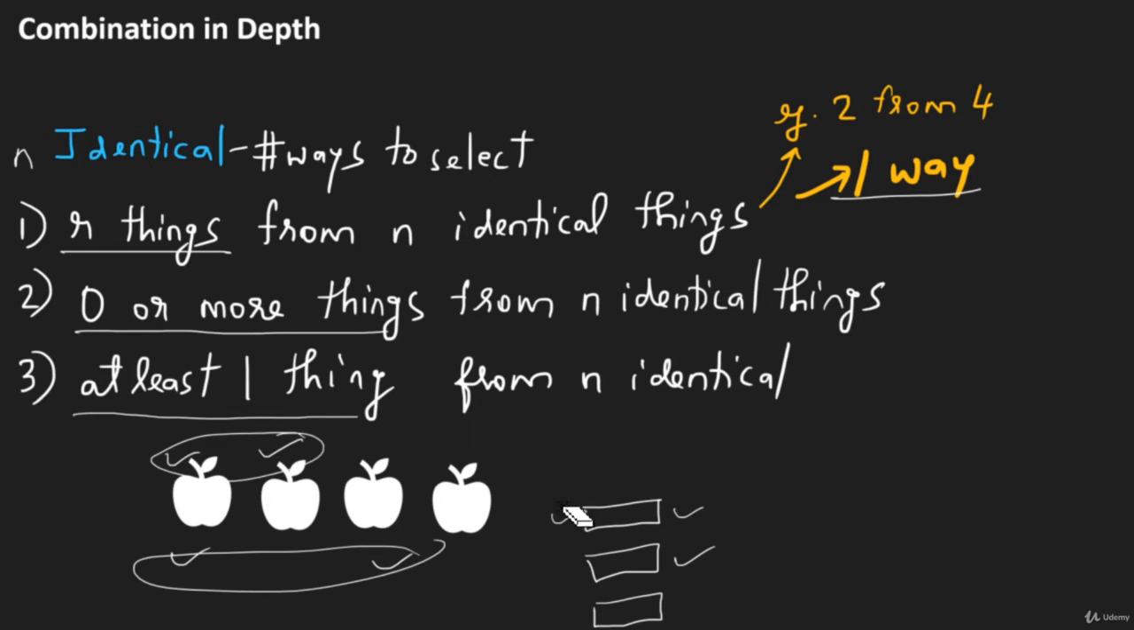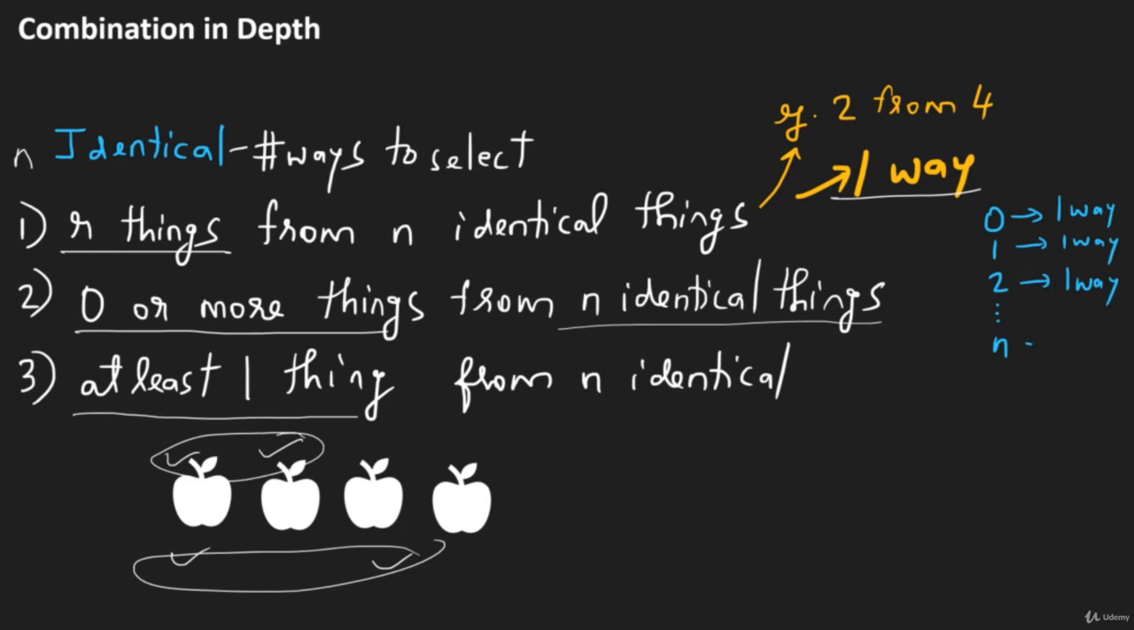Alright, let's move on. Now the next case is if you want to select 0 or more things from n identical things. Now in how many ways can you do that? You can do it in n plus 1 ways. How is that? You could either select 0, or you can select 1, or you can select 2 items, or up to n items, right? That's what you can select.